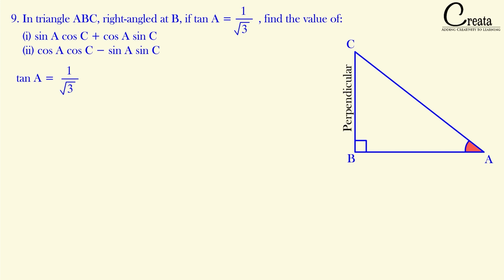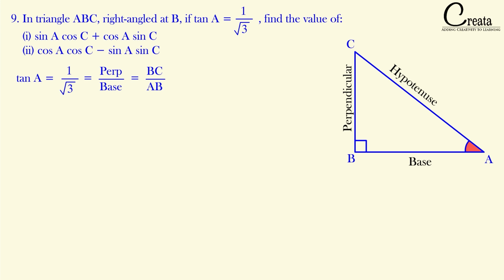Here BC will be the perpendicular as it is the side opposite to the trigonometric angle, and the hypotenuse is the side which is opposite to the 90-degree angle, so AC is the hypotenuse, and the third remaining side AB is the base. Further in the question it is given that tan A is 1 upon root 3, and we know tan is perpendicular over base. That is, BC upon AB is given as 1 upon root 3.